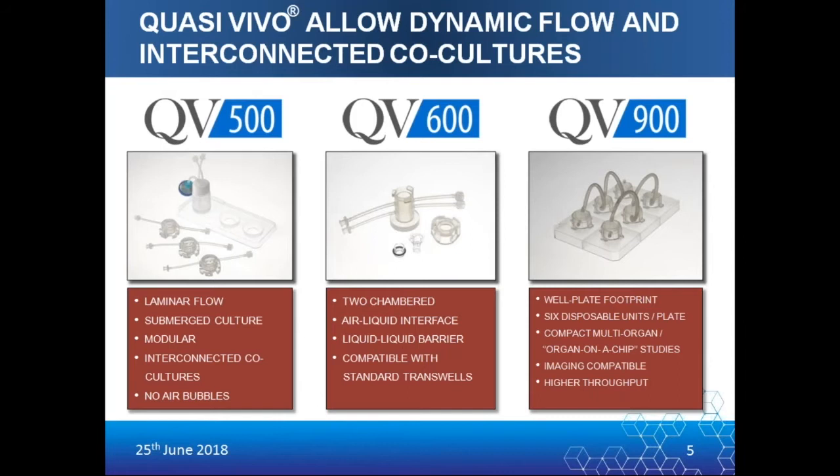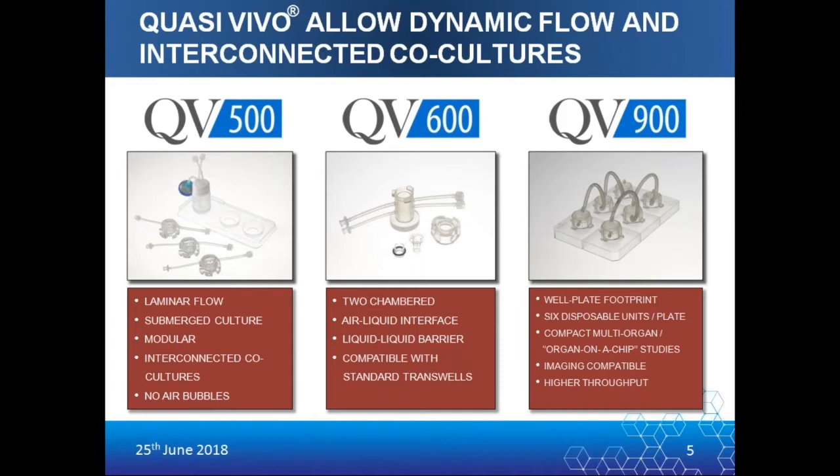On the slide here, you can see all of the three Quasi Vivo systems, QV500, QV600, and QV900. All three systems allow precisely controllable media flow through a peristaltic pump. All three systems enable modular cell culture. This means different tissue culture units could be interconnected, creating multi-organ physiological systems. These are increasingly becoming important in pharmacodynamic, pharmacokinetic, and disease modeling studies.